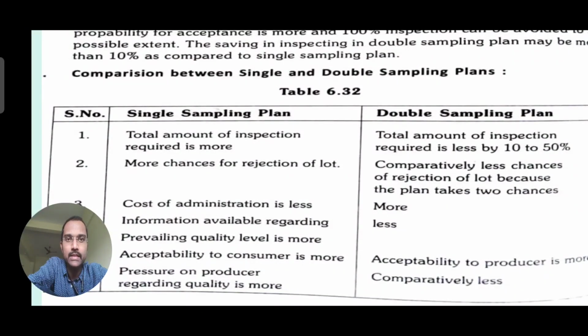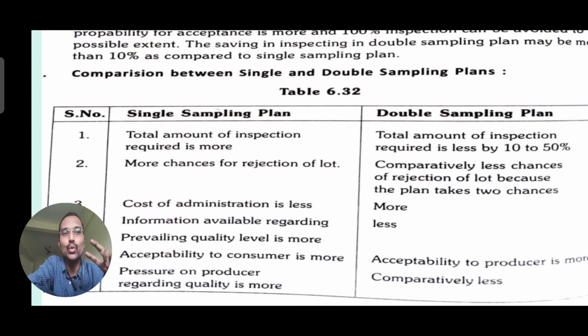In the single sampling plan, we are considering only one sample. In our example, we take a combination of 5 units as one sample. In those 5 units, if you get more than one defective, you have to go for 100% inspection, where the total amount of inspection increases. Whereas in the double sampling plan, it can be reduced.